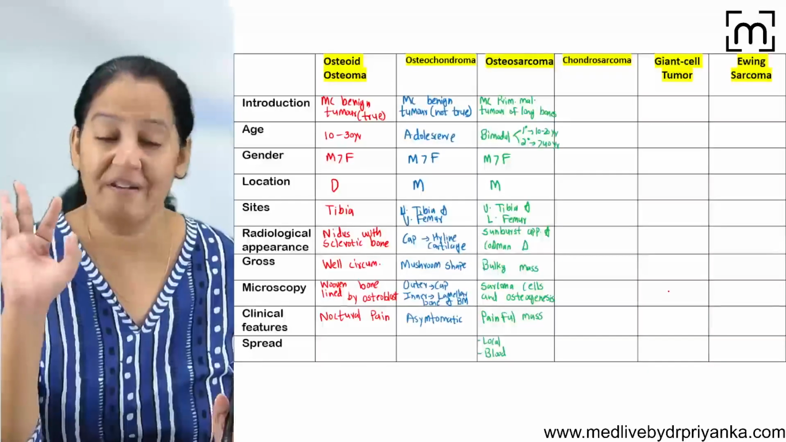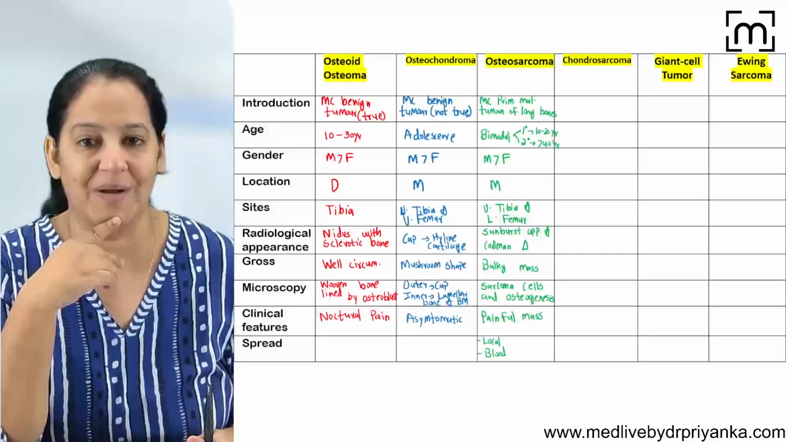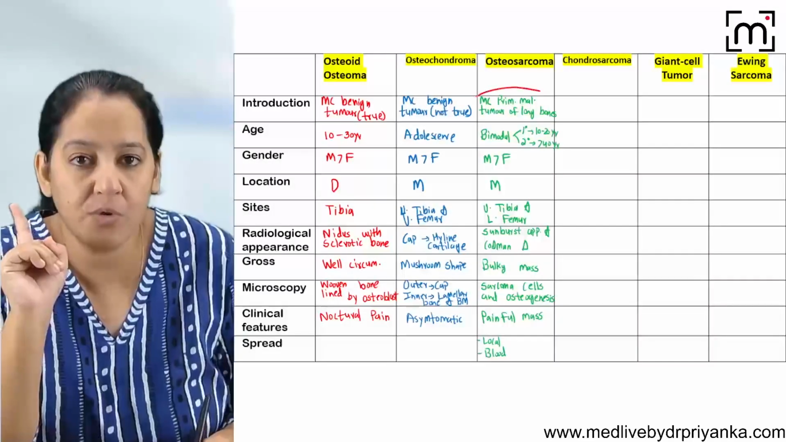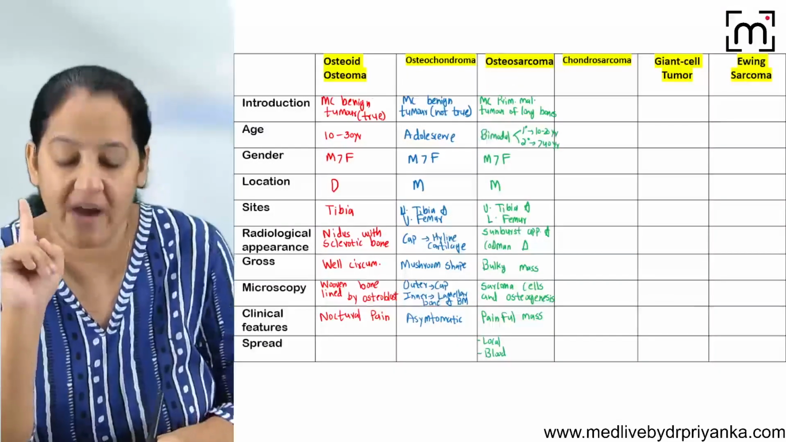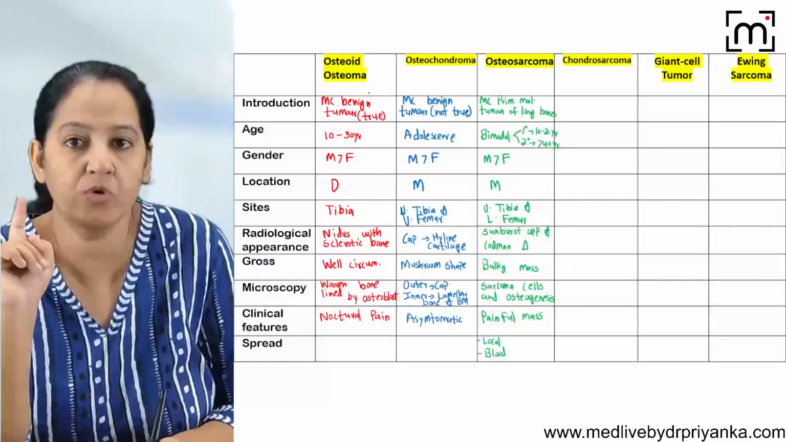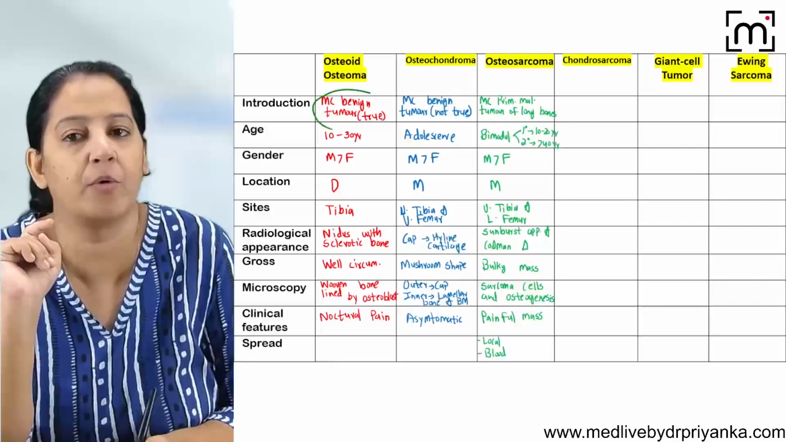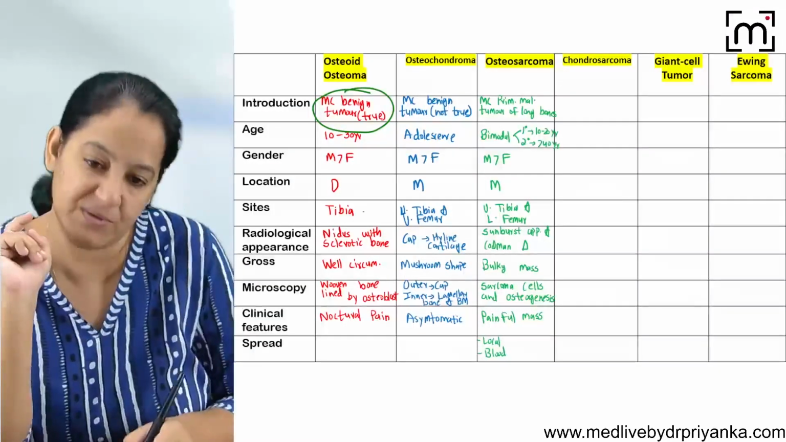Also the third one, a very important tumor, that is osteosarcoma. So I told you this one is the most common primary malignant tumor of the long bone. So see, if I ask you the most common benign tumor of the bone, true benign tumor of the bone, it's osteoid osteoma.